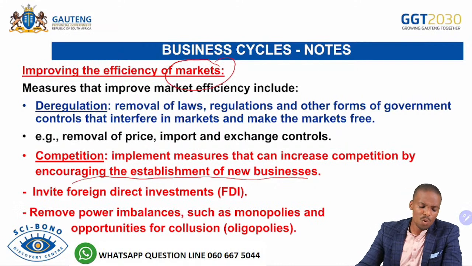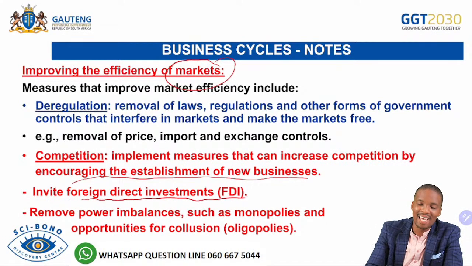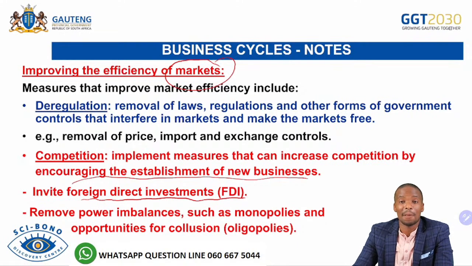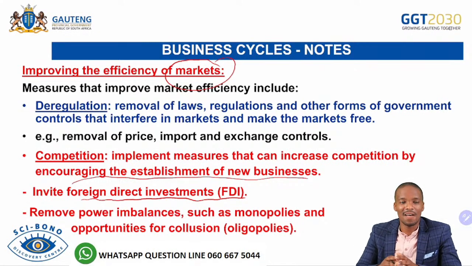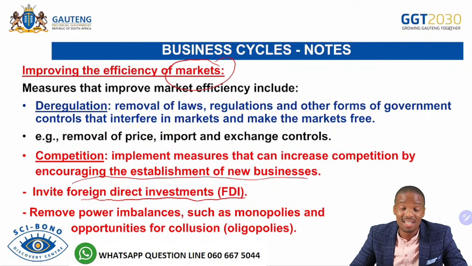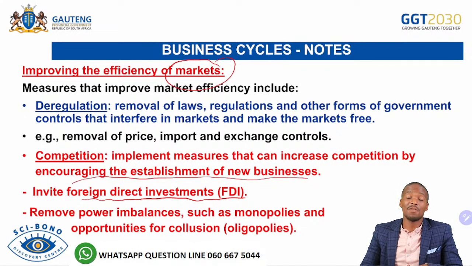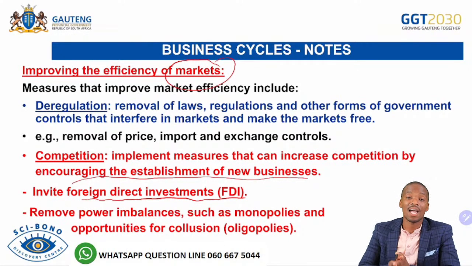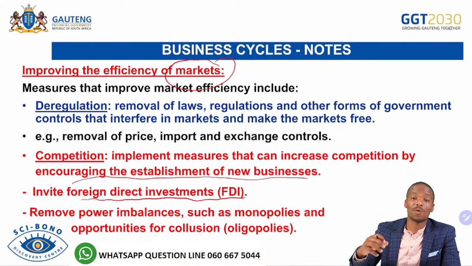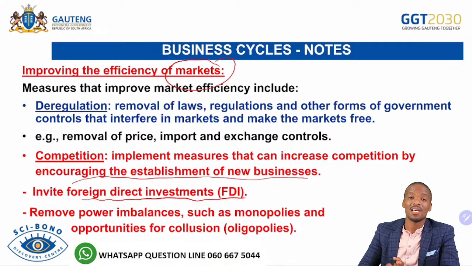Then we said we should also encourage foreign direct investment. What is this foreign direct investment? It is bringing businesses and investors from other countries to South Africa. They must come and establish businesses in South Africa. And in that way, when they establish businesses in South Africa, they hire the people of South Africa, they hire workers in South Africa. In that way, unemployment is reduced, and the supply of goods and services is increased. That is why we're saying improving efficiency of markets.